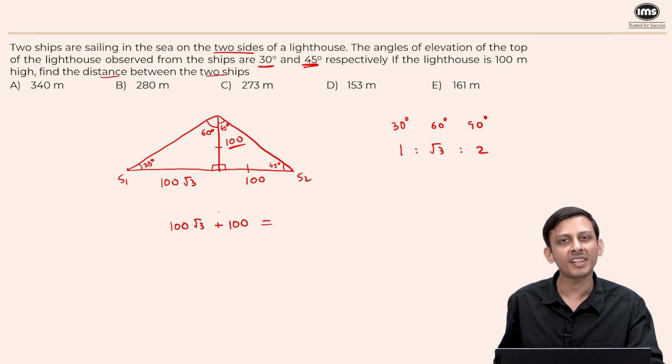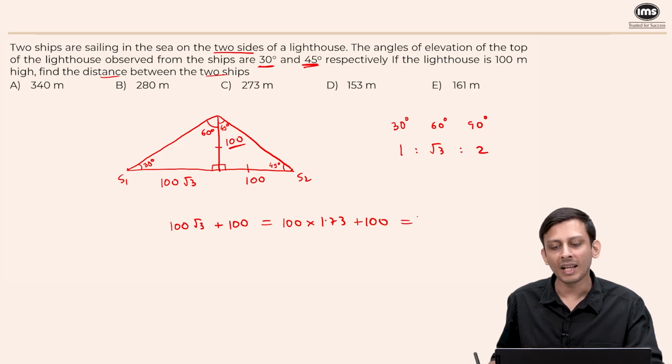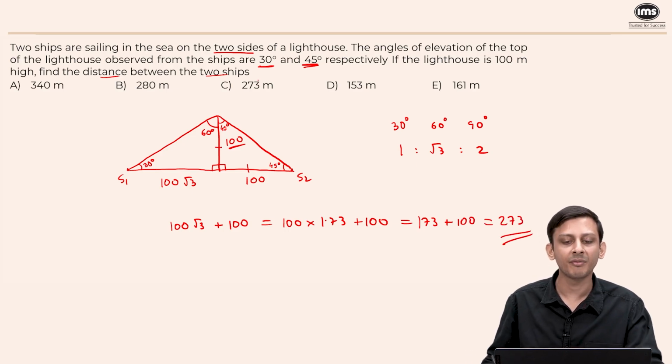So the distance between them will be 100 root 3 plus 100. Root 3 is 1.73 approximately. So 100 into 1.73 plus 100. So 173 plus 100, which is of course 273. And therefore the answer will be option C.